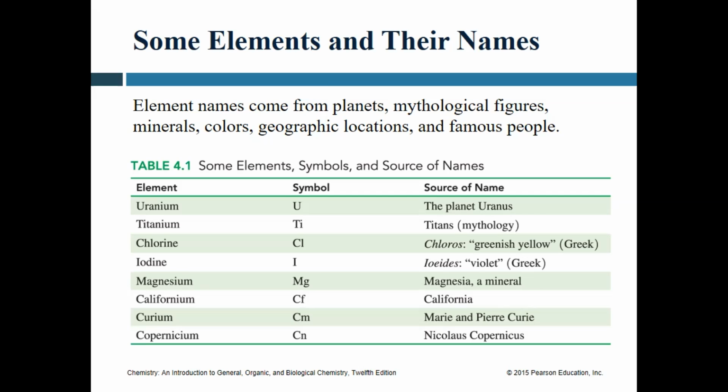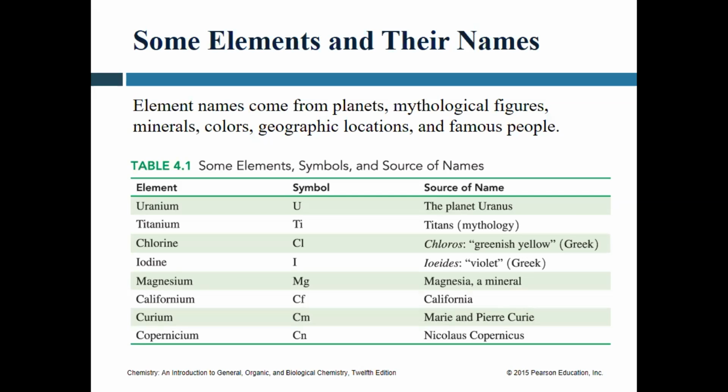And then you get some that are just named for where they were discovered. Californium, berkelium, because it was discovered at the University of California at Berkeley. Tennessine, which isn't on that periodic table, but it is on the one I'm going to give you, which was discovered, you guessed it, in the state of Tennessee.